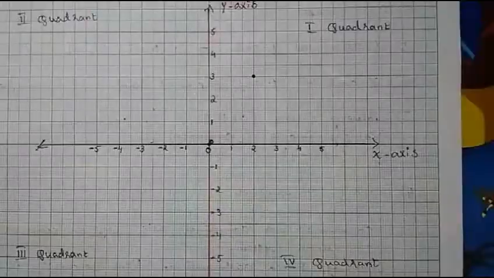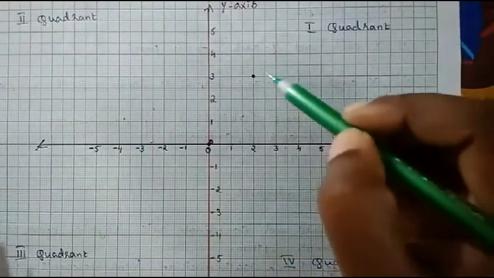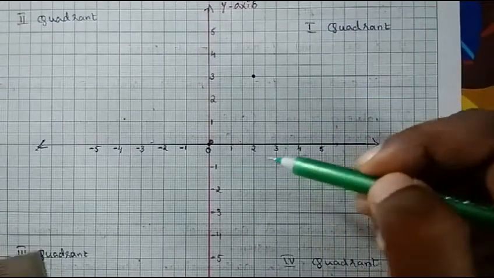So what we do is draw a perpendicular line from this point. From here I am drawing a perpendicular line to the x-axis.